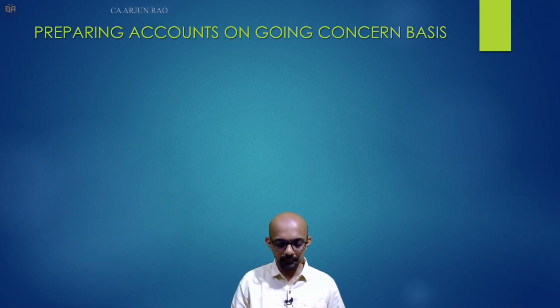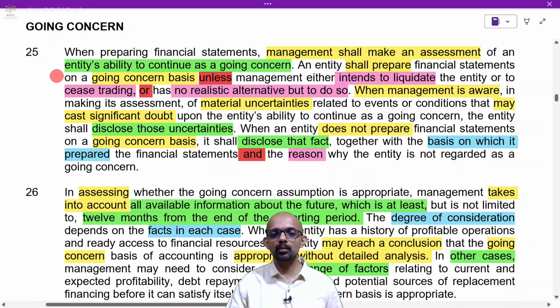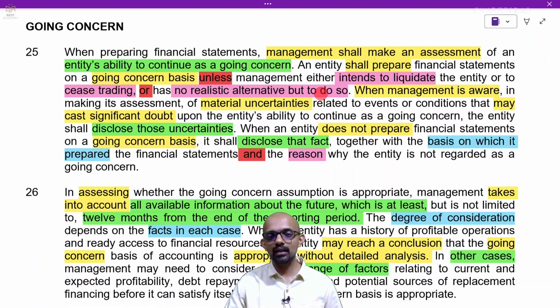So next we come to preparing accounts on a going concern basis. By default, financial statements should be prepared on a going concern basis unless there is an intention to liquidate the entity, cease trading, or there is no realistic alternative except to do the above. So if any of these situations are there, then we do not prepare on a going concern basis, and then we disclose that fact along with the basis on which we have prepared the financial statements and the reason why it is not regarded as a going concern.